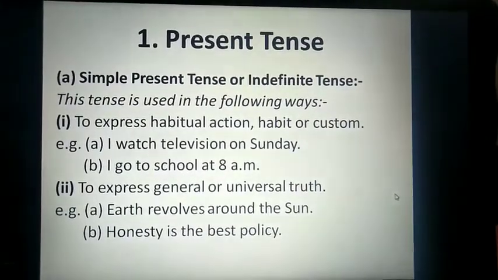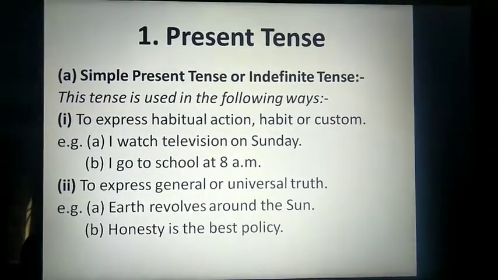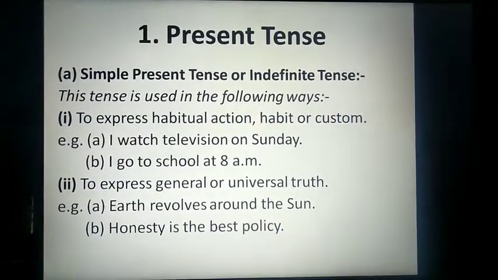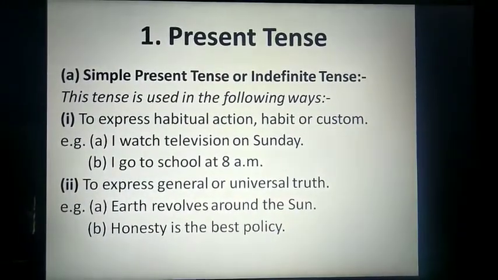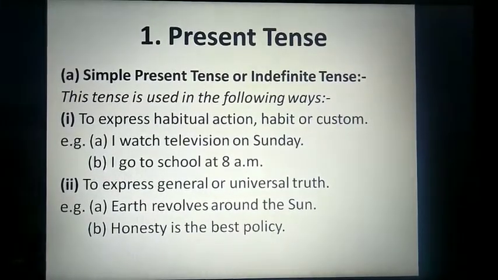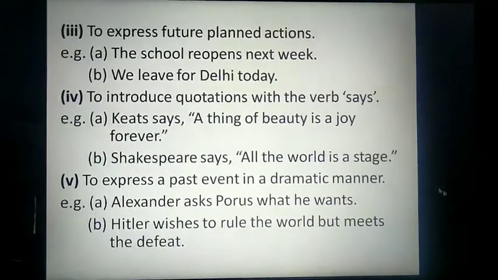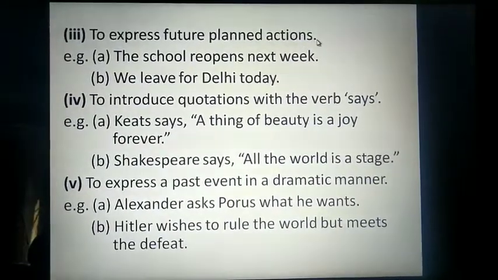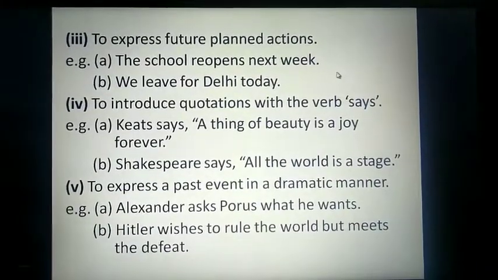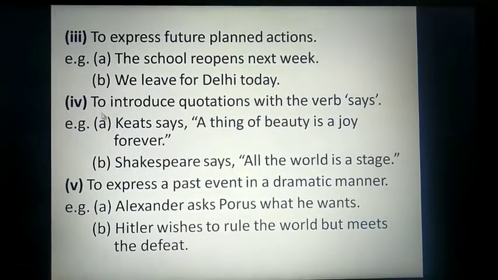Then, to express general or universal truth. It cannot be denied. So, earth revolves around the sun. We cannot change it. It is a universal truth. Honesty is the best policy. This is also a universal truth. So, we use simple present tense or indefinite tense. Then, to express future planned actions, the school reopens next week. Another example is we leave for Delhi today.